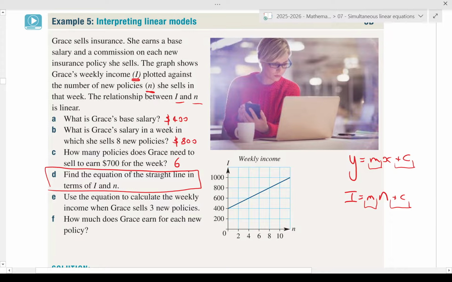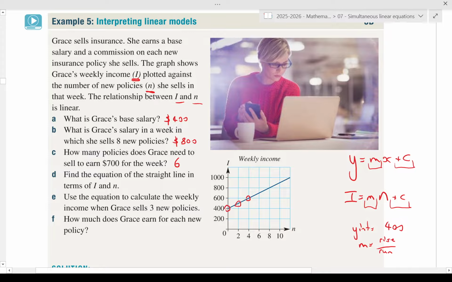Next one, find the equation of the straight line. All right, well, here we go. We've already found what the y-intercept is because that was there. So we know in our case, the y-intercept is going to be 400. I don't really need a dollar sign. I'm just going to put 400. So what we've got to find is the gradient. Now the gradient is just the rise over the run. So pick 2 points. Doesn't matter which two. I'm going to choose that one and that one.